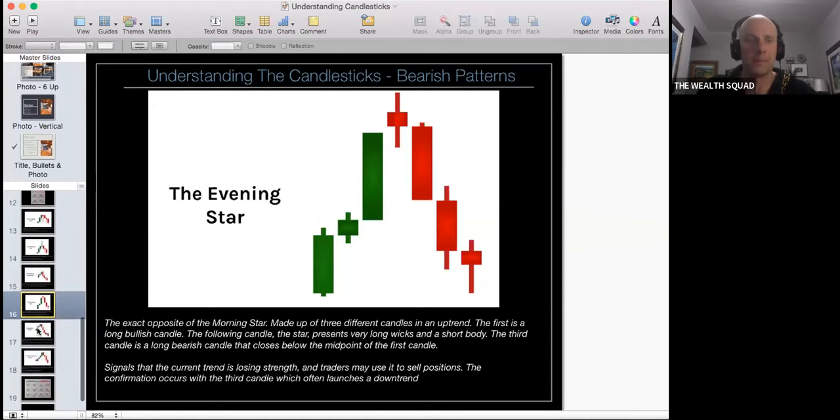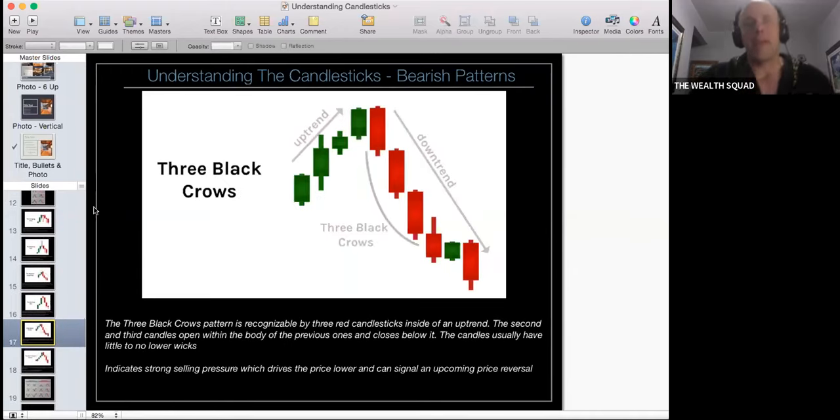All right, so moving on. Next, you have the 3 black crows, right? So the 3 black crows pattern is recognizable by the 3 red candlesticks inside of the uptrend. Similar to the previous bullish pattern with the 3 white soldiers, right? This one is the 3 black crows inside of the downtrend, whereas the 3 soldiers were inside of the uptrend. The second and third candles open within the body of the previous ones and close below it. And the candles usually have little to no lower wicks, right? So you see that on all 3 of these candles here.